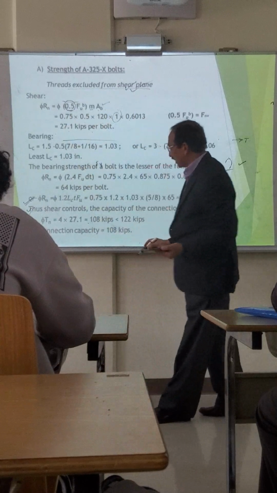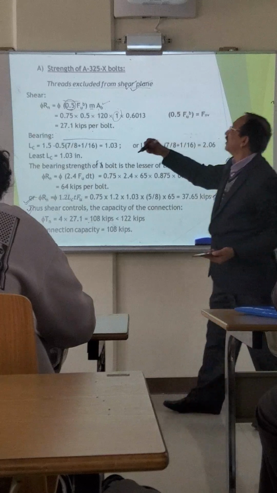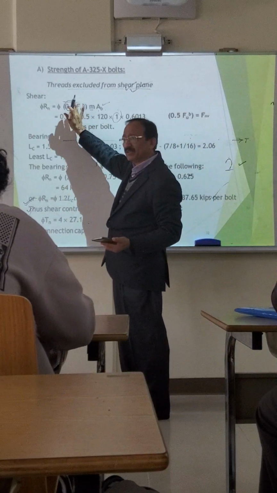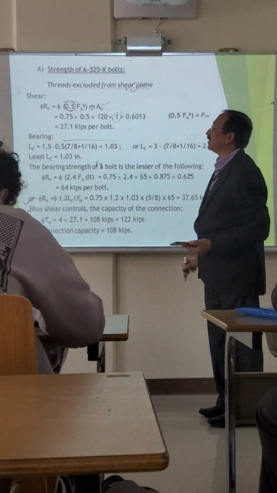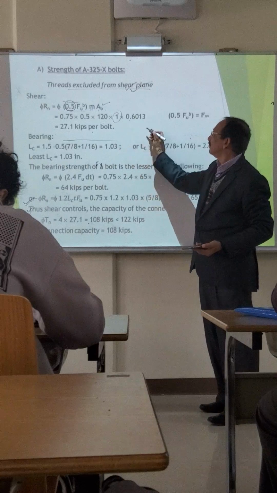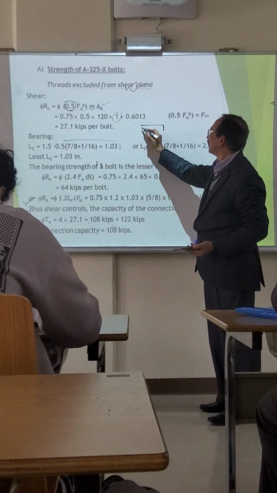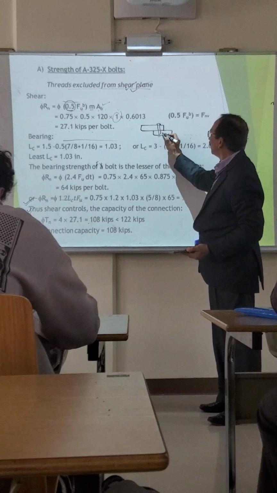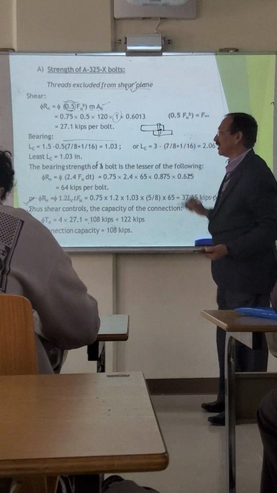Because here threads are excluded from the shear plane, we take the value 0.5 FUB. And when the threads are included, this will become 0.4. That will be the only difference in the formula. M is the number of shear planes, which is 1, because the plates are like this, and here is your bolt. So shearing is only at 1 plane.